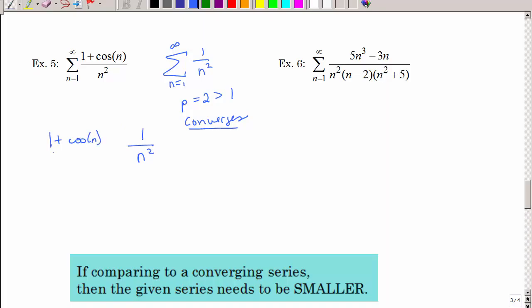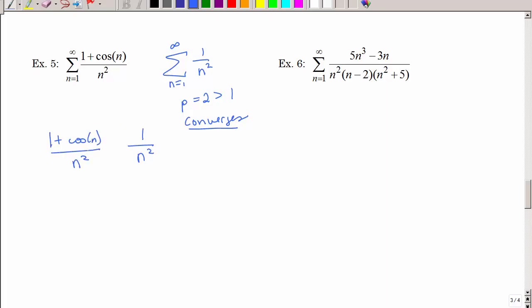1 plus the cosine of n over n squared is what? If that converges, you need to show that this is even smaller. So I need to show that that is a true inequality. Well, one thing you should observe is that the denominators are the same, so we just really need to look at the numerator and ask ourselves, is 1 plus the cosine of n always smaller than 1?